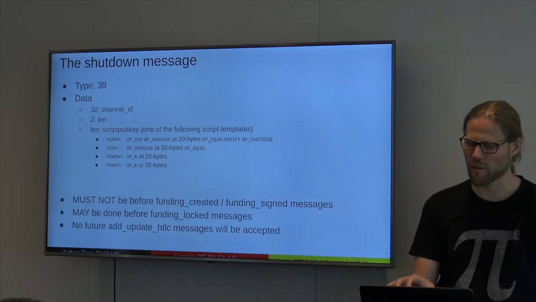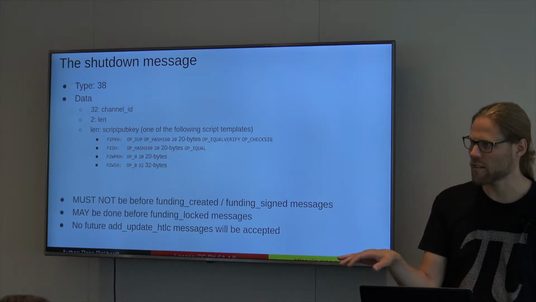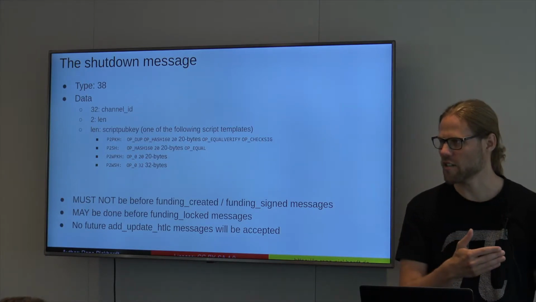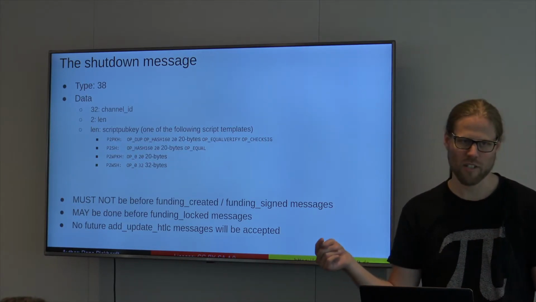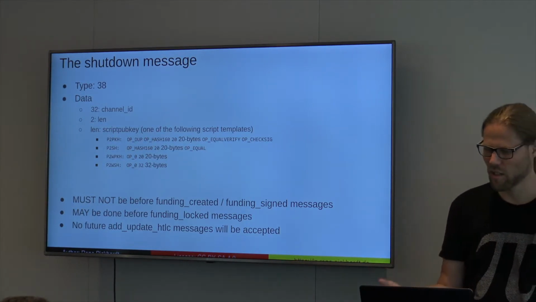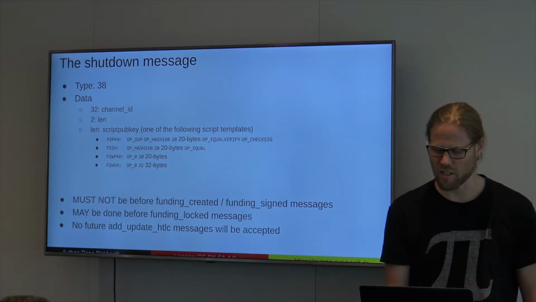And the important thing is once you send this shutdown message, you will not accept incoming HTLCs anymore. And that's why you also need to reply with the shutdown message so that both parties do not accept update add HTLC messages.